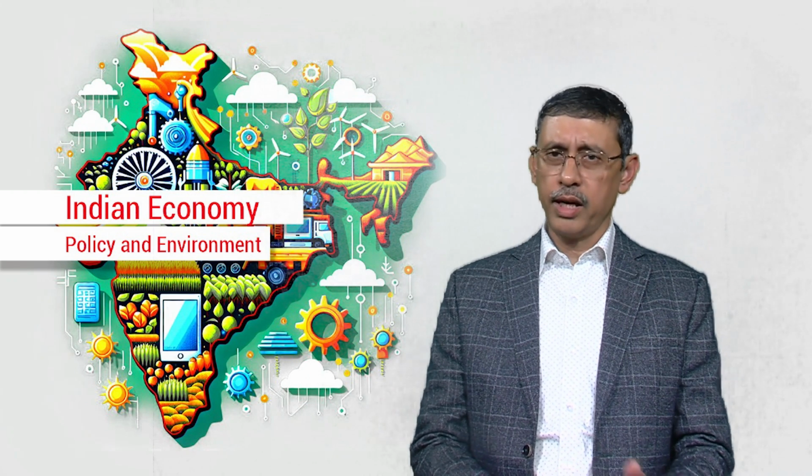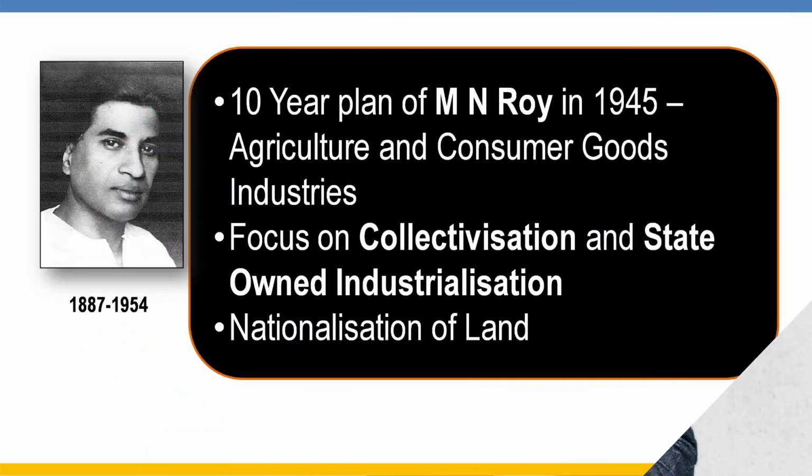And one year after, M.N. Roy, the left leader, provided a 10-year plan for the country in 1945, and he focused on collectivization and state industrialization, and also talked about nationalization of land. So in a sense, planning in India was very much part of the national movement, and also a vision of post-independence India.